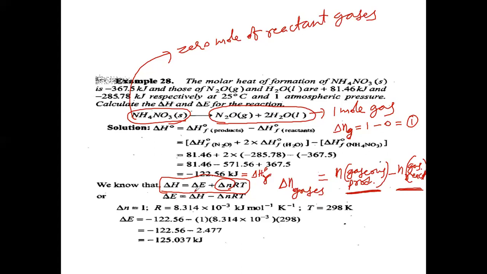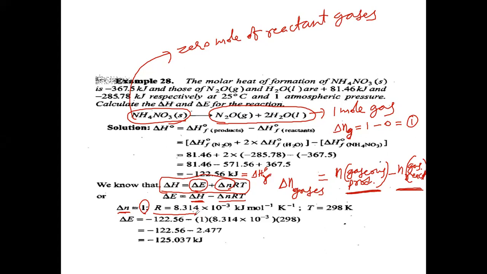See now, from this what are we asked to calculate here? Delta E we are asked to calculate. So from this, delta E is equal to delta H minus delta nRT. Delta H minus delta nRT. So delta n for gases, how much did you get? 1 you got.